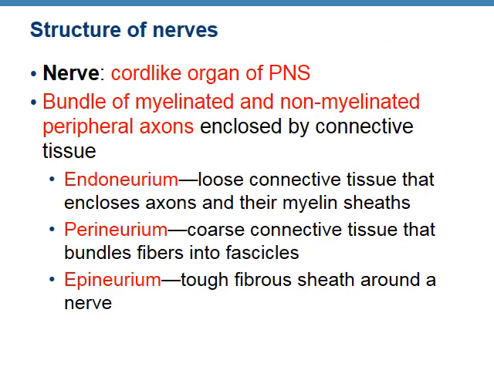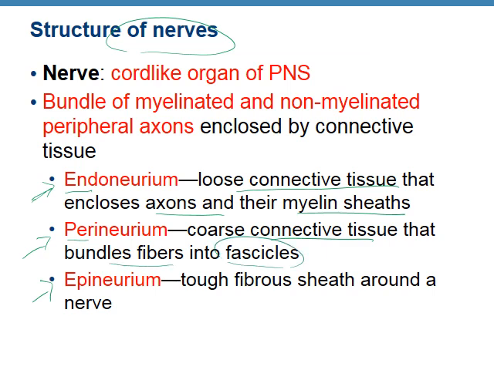This should look very familiar to you, right? Structure of nerves. We're going to have an endoneurium, a perineurium, and an epineurium. We saw this before with bones, right? We had an endosteum, periosteum. So endoneurium is the connective tissue that encloses the axon and the myelin sheaths. Perineurium, connective tissue that bundles the fibers into fascicles. And the epineurium, that's the tough fibrous sheath around the outside.